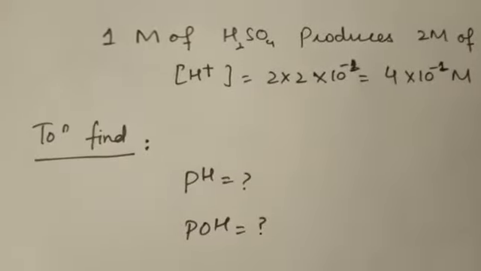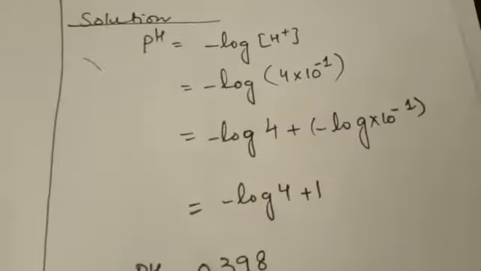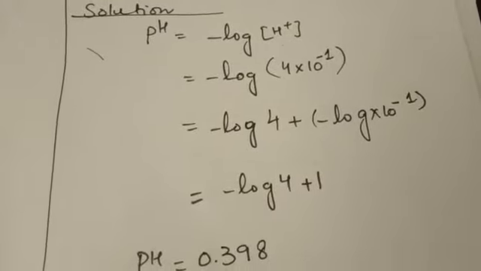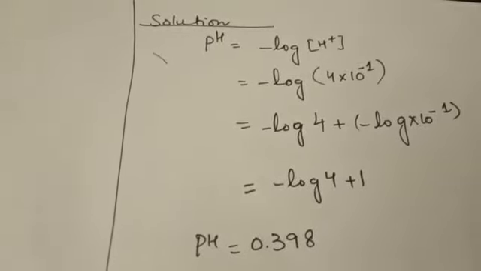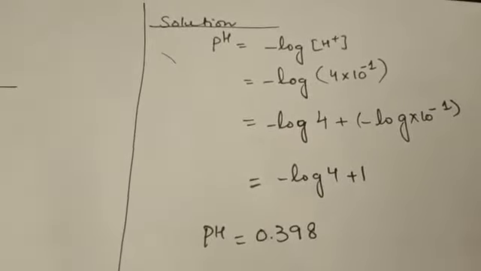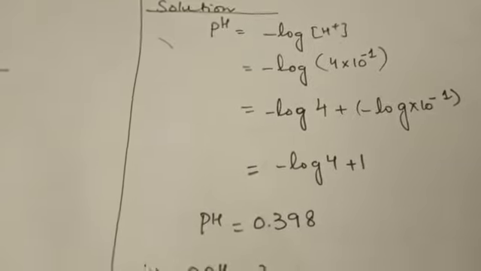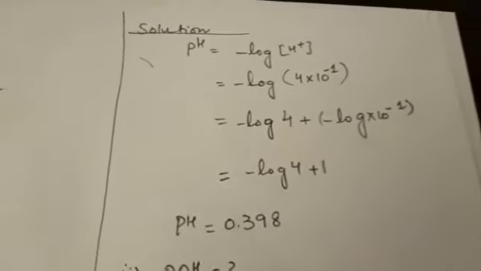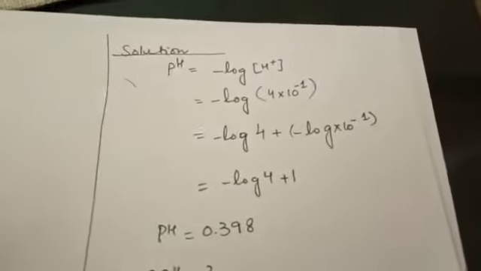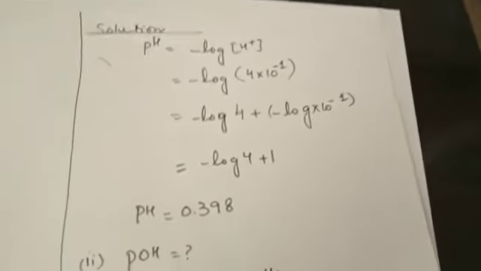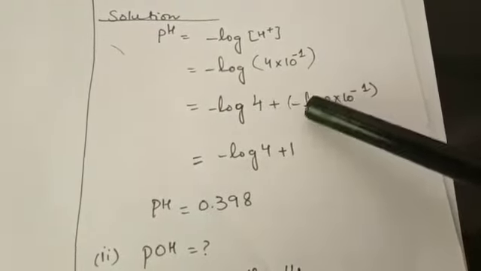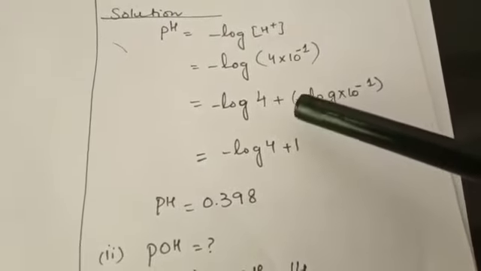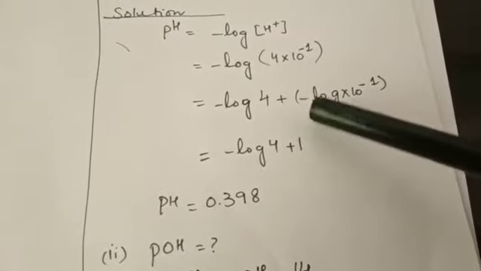Now we are going to find pH and pOH. In the first step, we find the pH. pH is basically the minus log of the hydrogen ion concentration, and where there is the hydrogen ion concentration, we put the value: minus log of 4 multiplied by 10 raised to power minus 1. The log of a product is separated, so we separately write minus log 4 and minus log 10 raised to power minus 1. I wrote the minus because later it becomes plus, minus times minus.